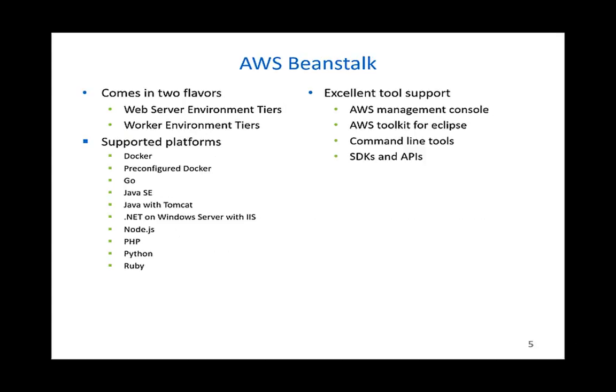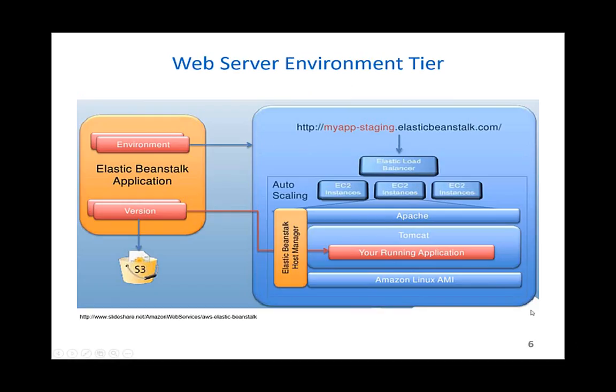Beanstalk comes in two flavors: a web server environment tier for web applications, and a worker environment tier for applications that do not have a user interface. It supports various platforms and has excellent tool support. Let's take a closer look at the web server environment tier.